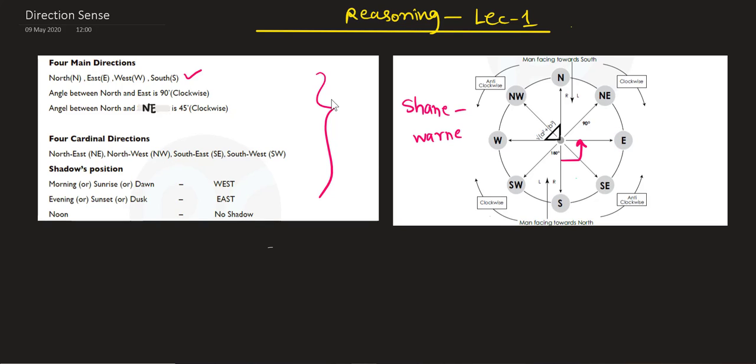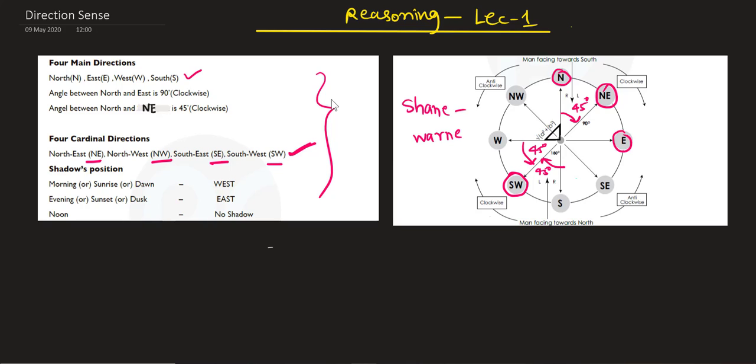These directions make a 90-degree angle from each other. Similarly, this angle would be 90 degrees. So these are the 4 main directions. Now there are 4 cardinal directions which we call northeast, northwest, southeast and southwest. The direction midway between north and east is what we call northeast. So obviously this angle would be 45 degrees. Similarly, southwest is midway between south and west. So this angle or this angle would be 45 degrees. So these are both 45-degree angles.